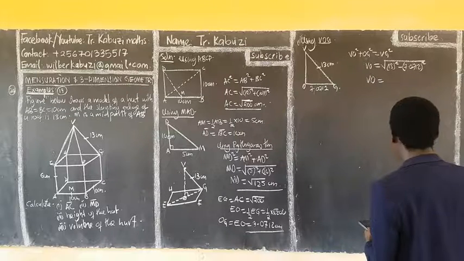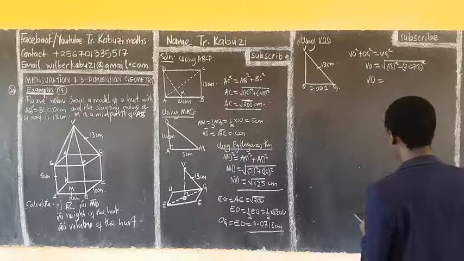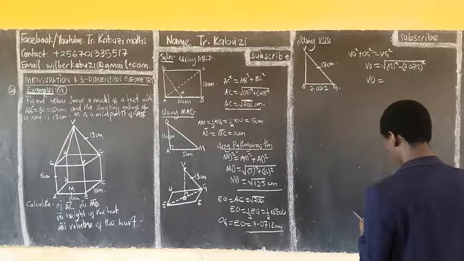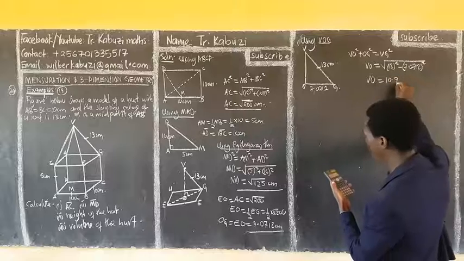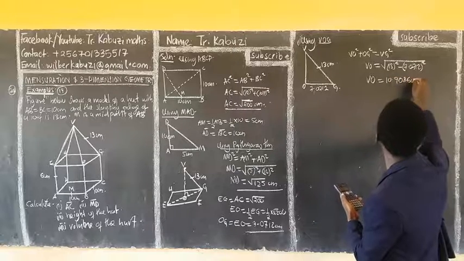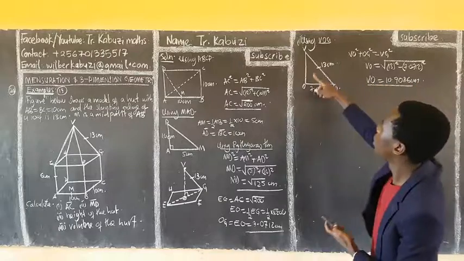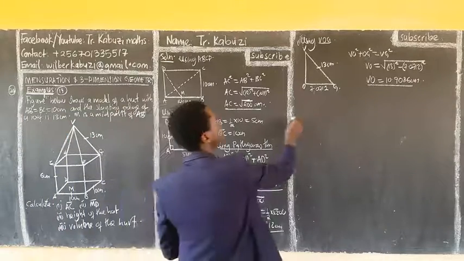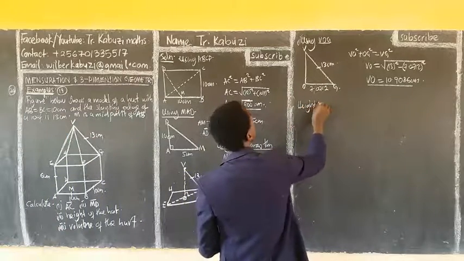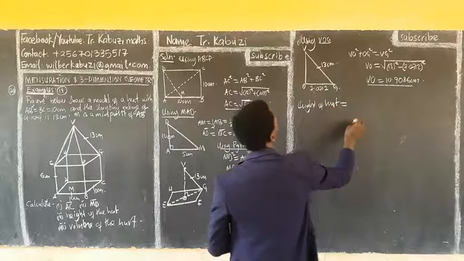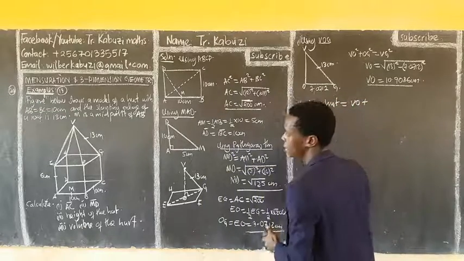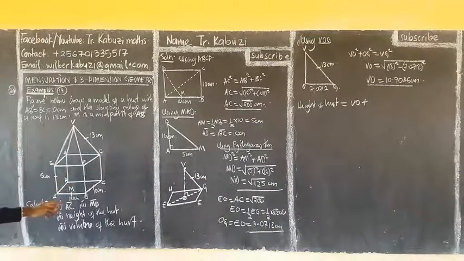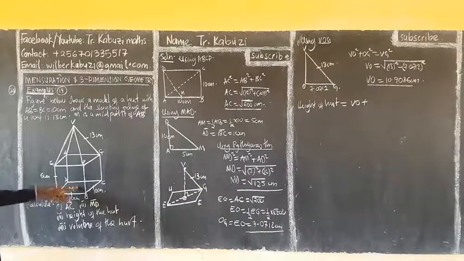And so your VO is going to be now 169 minus. So here I'm getting 10.9086 centimeters. So now this is the height of this pyramid. So now I have from here, I have the height. Meaning now the height of the hat. Height of the hat is going to be now VO, then plus from here up to here. You can get VO plus this distance from here up to here.